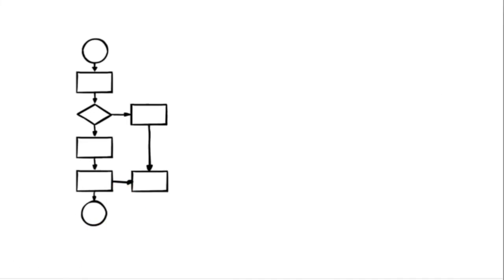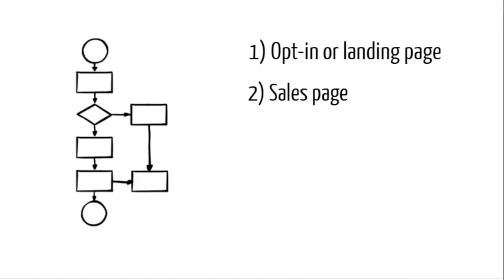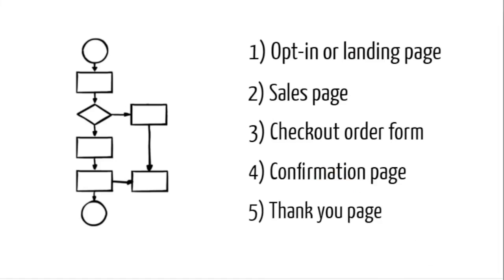This process and the logic behind it conforms to a sales funnel. A basic generic sales funnel consists of a landing page, a sales page, a checkout page or order form, a confirmation page and a thank you page.